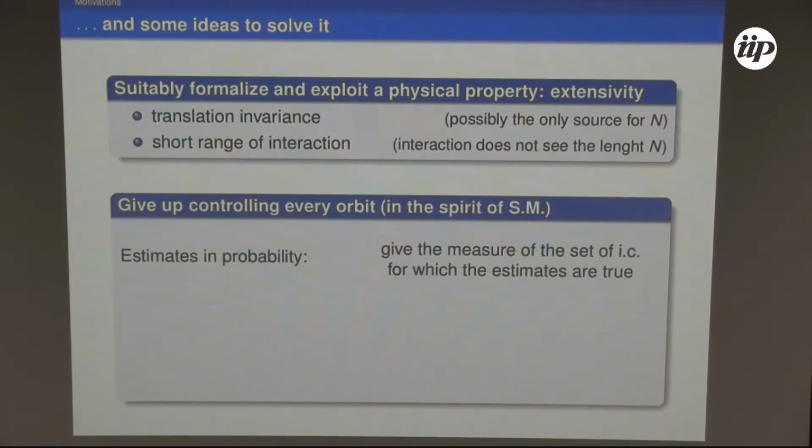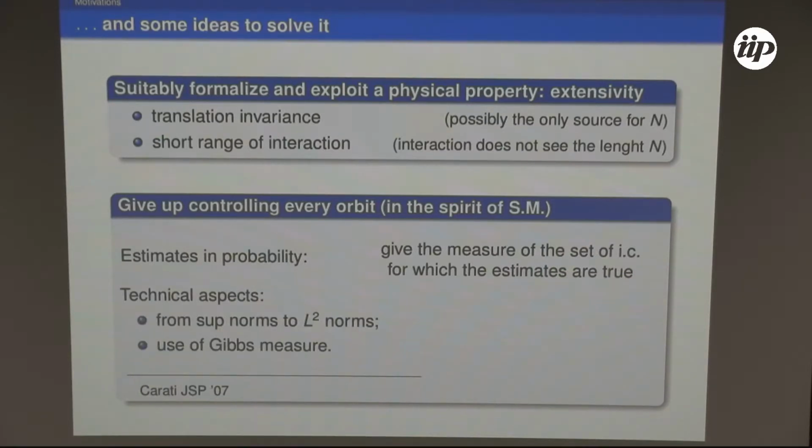And then the second idea is that we have to give up controlling every orbit. This is exactly in the spirit of statistical mechanics. Classical perturbation theory tries to control everything in the whole phase space. We have to give up because in the thermodynamic limit, the energy grows unboundedly, and it is always possible to have some point where the energy is all localized in a single particle, and this is for sure outside every kind of perturbation construction. So we will end up with estimates in probability. We will give the measure of the set of initial conditions for which our estimates are true. And we will show that this set has large measure.